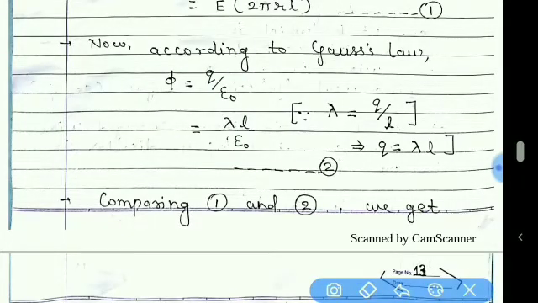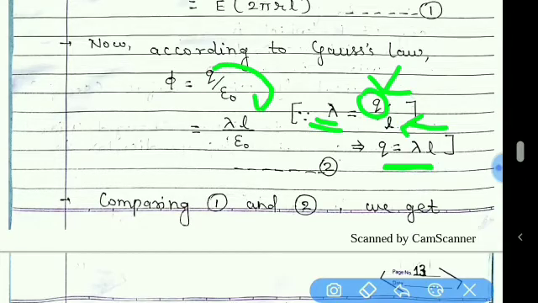According to the definition of linear charge density, lambda is equal to total charge upon length. So if we make the subject Q, we get Q is equal to lambda L. So here we have placed that Q, which is equal to lambda L. So this is also flux for the same situation, and here we have given this equation number 2.